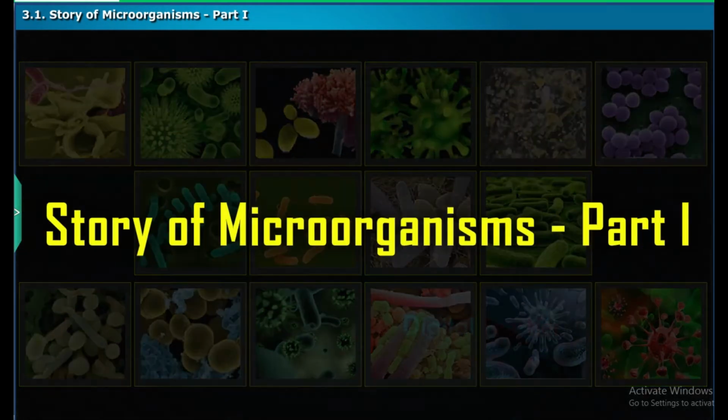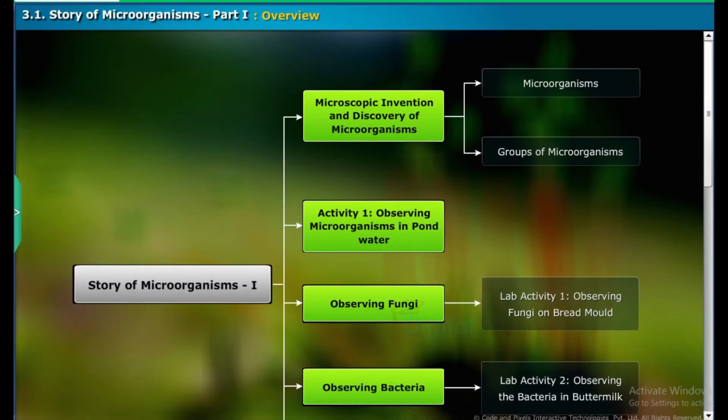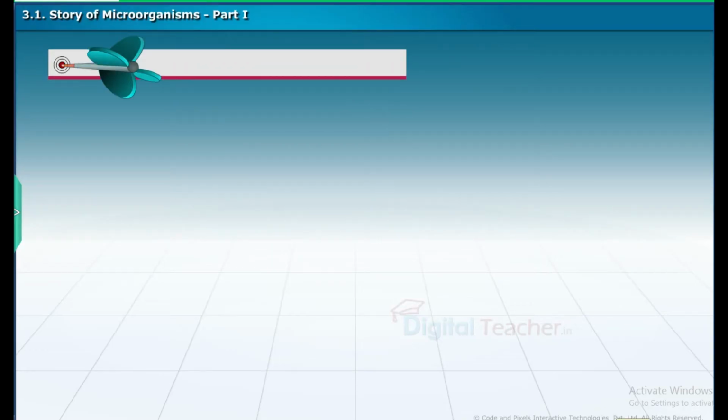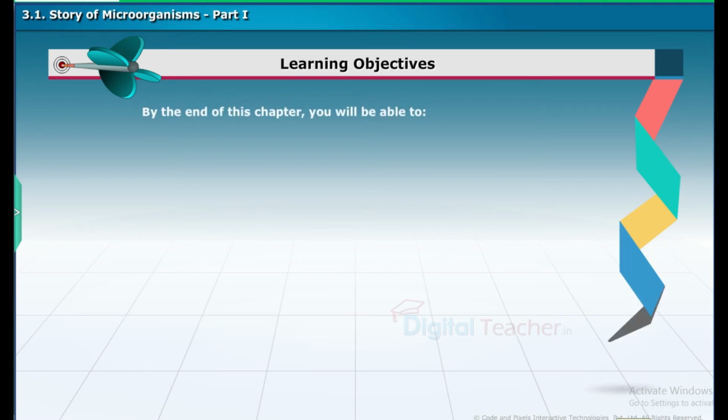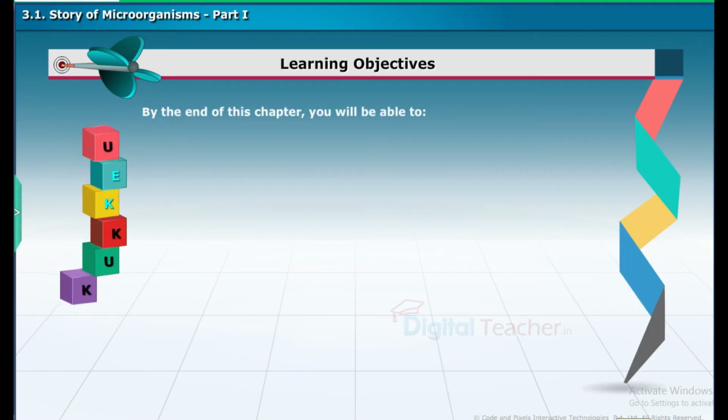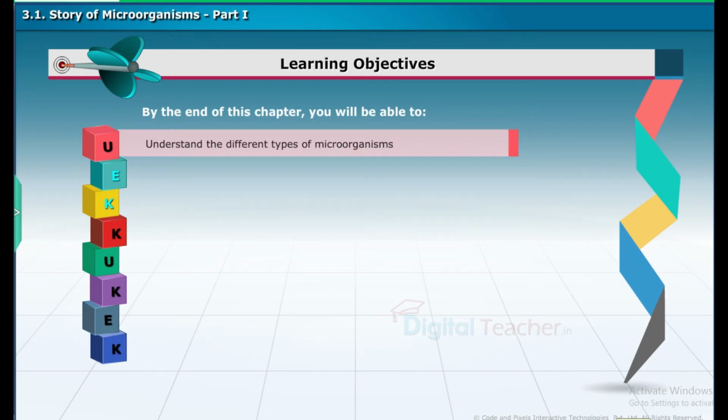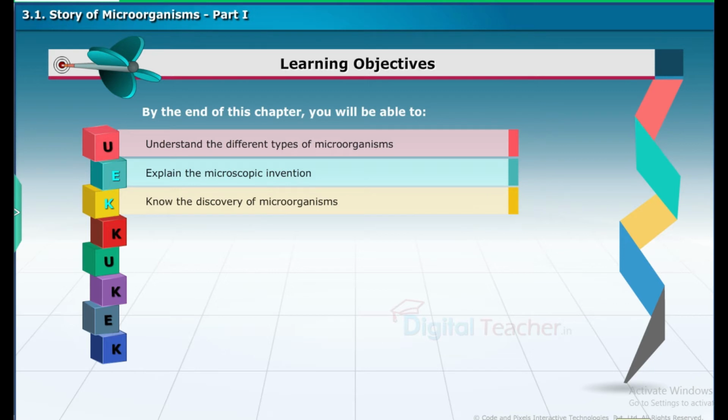Welcome to the chapter Story of Microorganisms Part 1. This slide presents the overview of the chapter. Learning objectives. By the end of this chapter, you will be able to understand the different types of microorganisms. Explain the microscopic invention. Know the discovery of microorganisms.